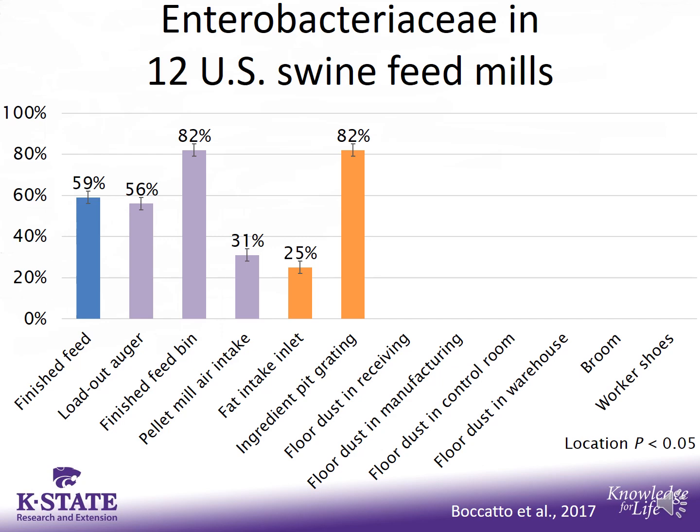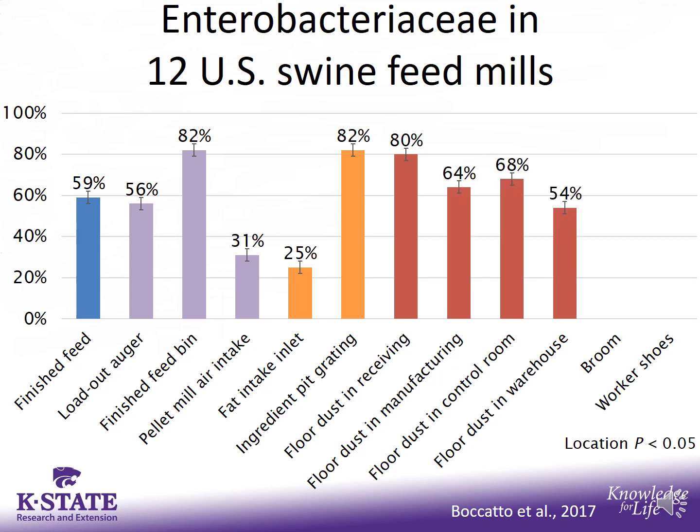And then floor dust. We see floor dust in receiving, floor dust in manufacturing, in the control room and in the warehouse having a relatively high level of contamination, as well as on the broom, and perhaps most surprising is worker shoes. As we look at the most likely sources of bacteria entry into the feed system, worker shoes and the ingredient pit, as well as floor dust, seem to consistently provide the highest levels of entry of bacteria into our feed.